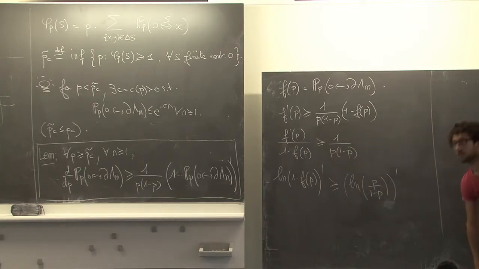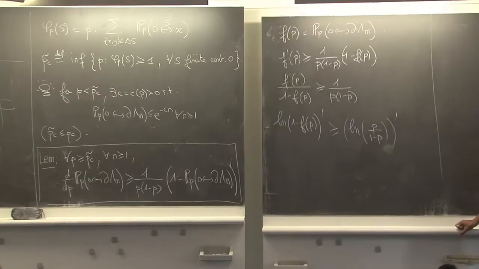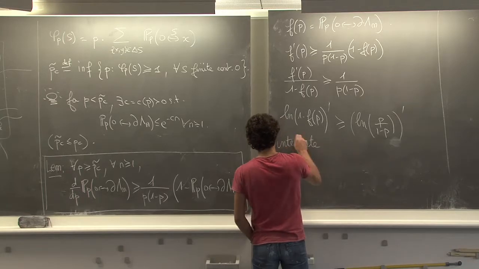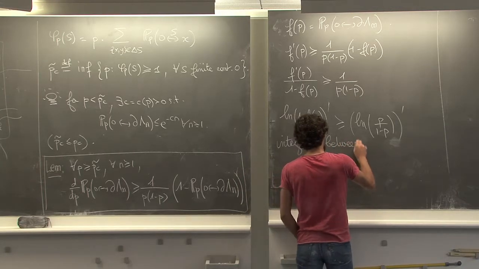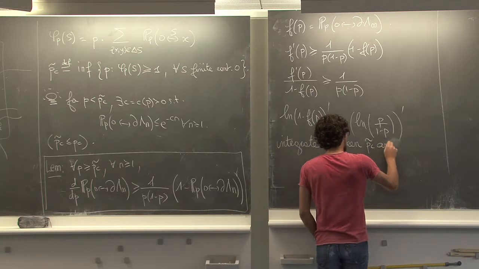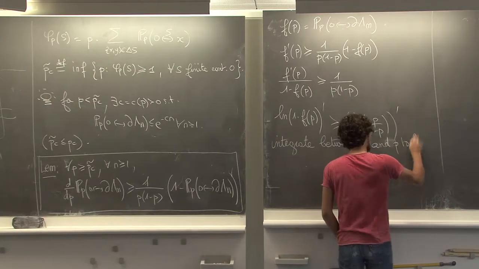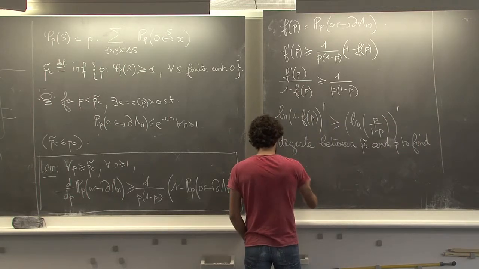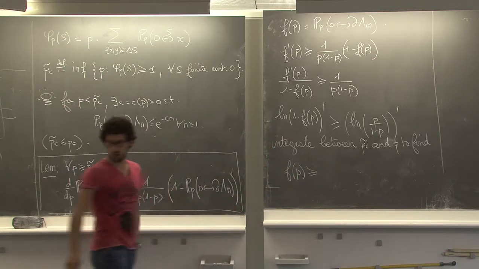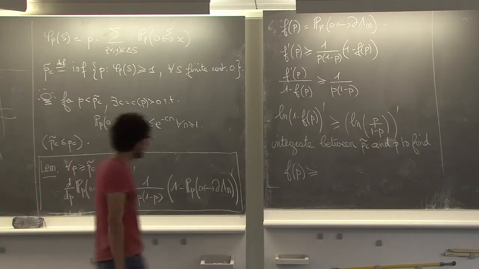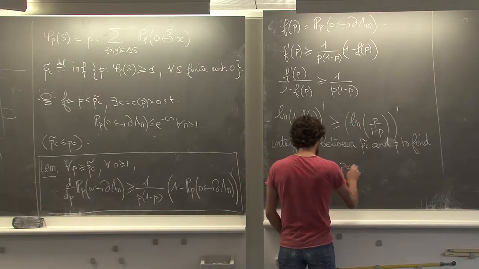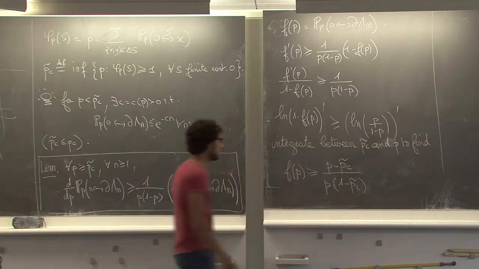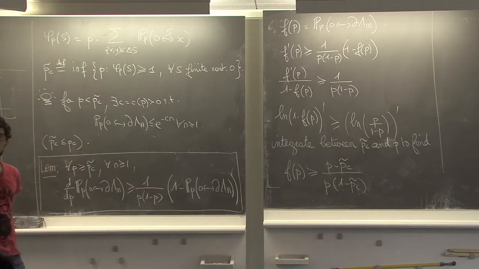So you integrate this between p_c tilde and p to find. What do we find when you do that? Well, let's forget a little bit about the details of the computation. I mean, you can do them by yourself. And you find that f of p is larger than p minus p_c tilde over p(1 minus p_c tilde). That's what you find, just the integration of the guy above.